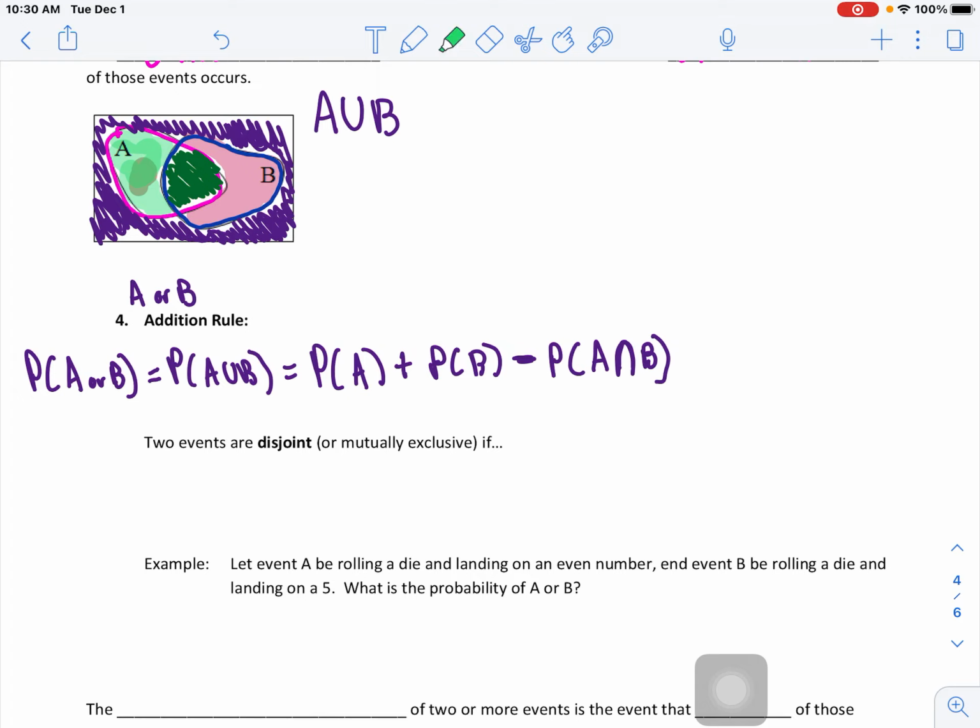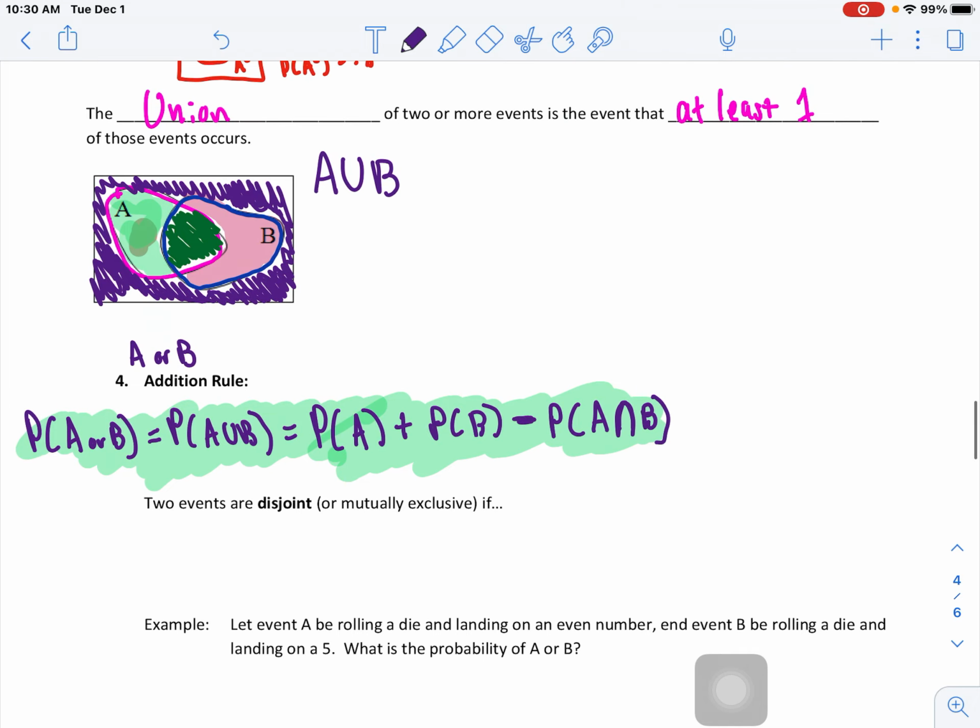And here is your addition rule. I would definitely have this somewhere. This is a very important rule when it comes to probability. Now, a lot of stuff there maybe doesn't make sense right away, so I'm just going to try to recap what we have here.